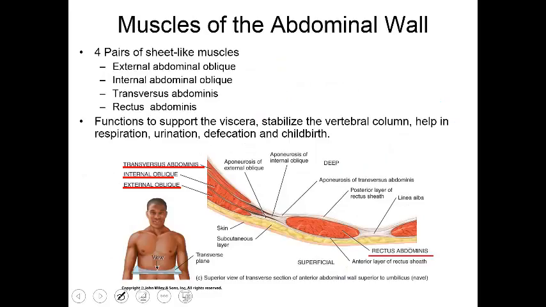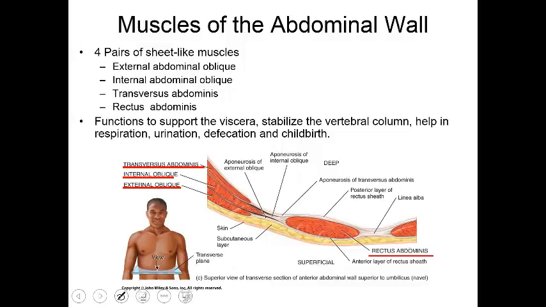Moving on to the superficial muscles of the abdominal wall. Now, the abdominal wall muscles help with a lot of stuff. They help with breathing, respiration, inhalation and exhalation. They help during childbirth. They help with digestion, urination. So these are your core muscles of the abdominal wall.